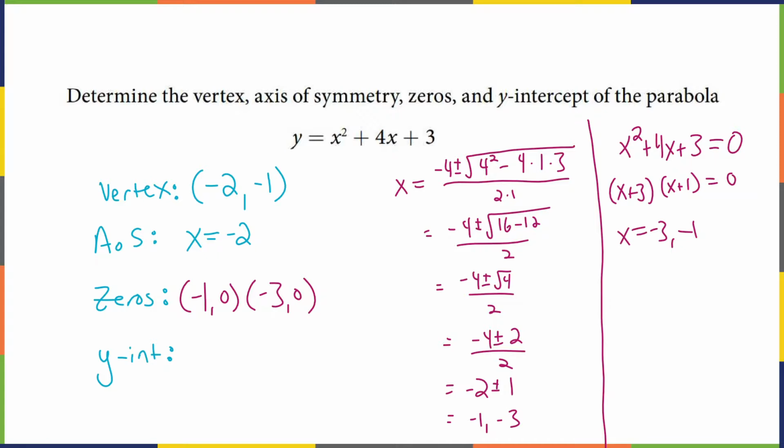Last but not least is the y-intercept. The y-intercept is where you plug in 0. So I have y equals 0 squared plus 4 times 0 plus 3. That's 0 plus 0 plus 3, which is 3. So my y-intercept is 0, 3. Hopefully you got all 4 of those. And if you didn't, just remember that this might be something that you want to practice as you're going into your homework.